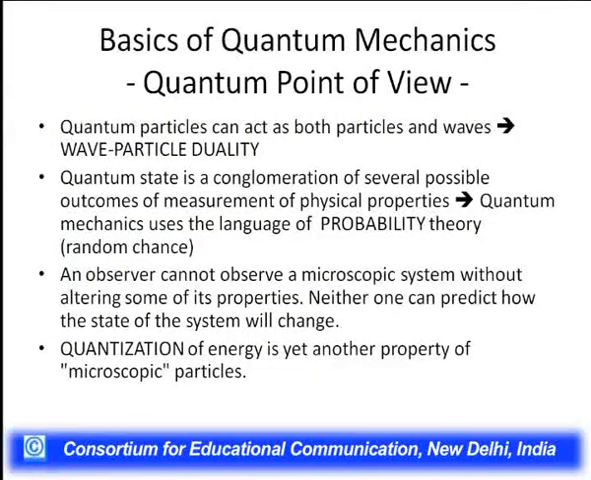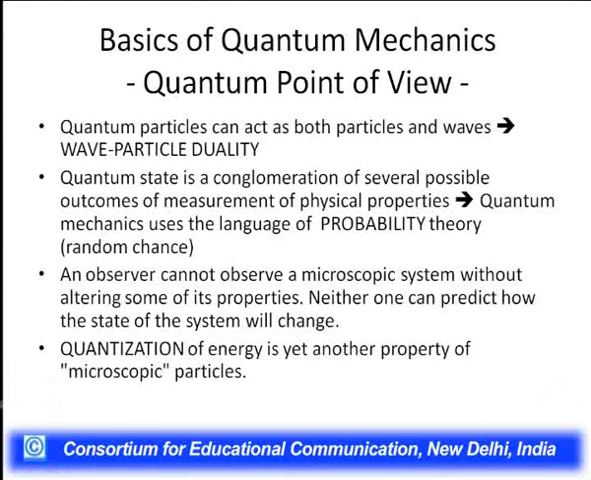Now, on the basis of the quantum point of view, we define a particle. Quantum particles can act as both particles and waves, which means we define wave-particle duality in quantum physics. A quantum state has several possible outcomes of measurement of physical properties, and all properties depend upon probability. Probability means we consider random chances. Why do we consider randomness or probability?